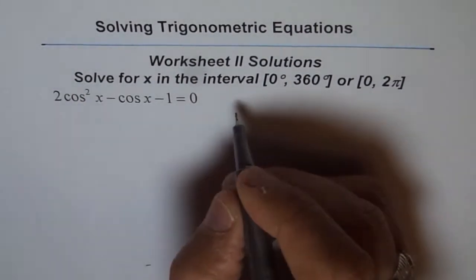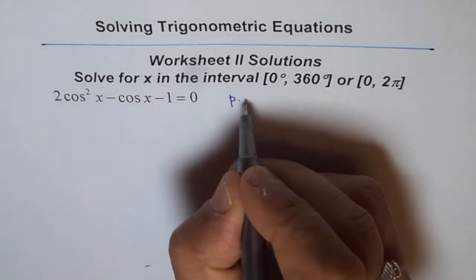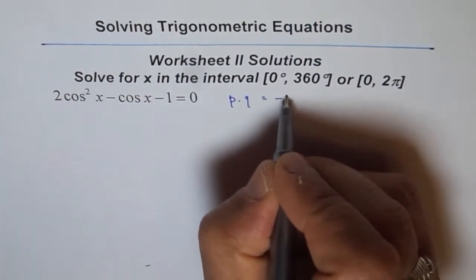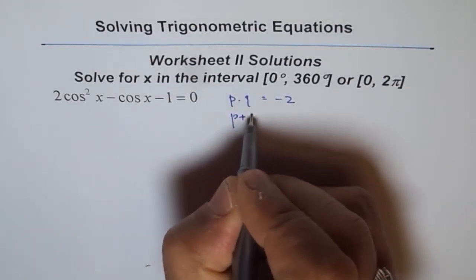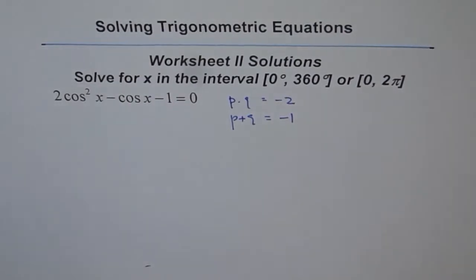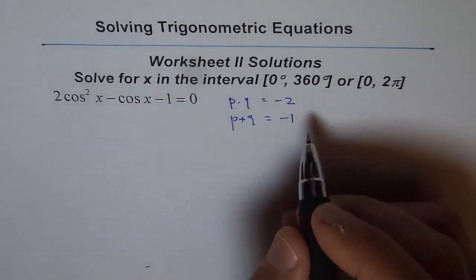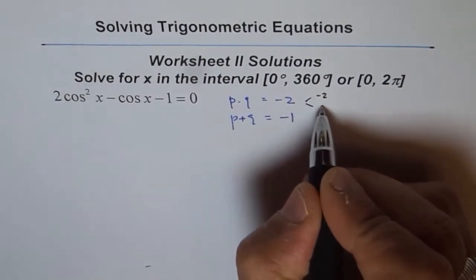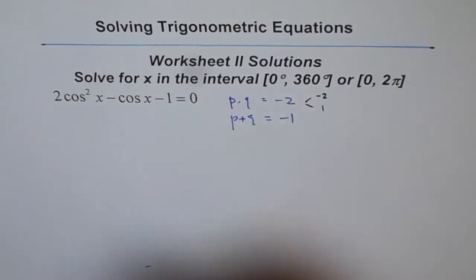To factor this, what do we need? We need two numbers whose product should be 2 times minus 1, that means minus 2. And their sum should be equal to minus 1, correct? So what are these two numbers? This could be minus 2 and 1, right? So when you add minus 2 and 1, you get minus 1.